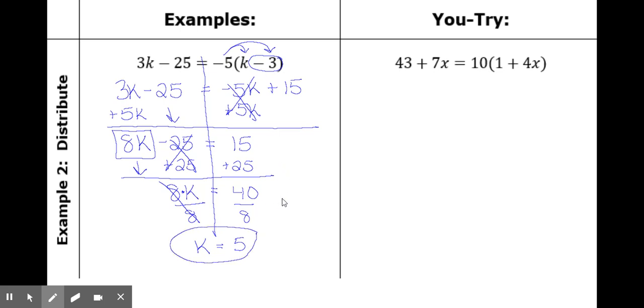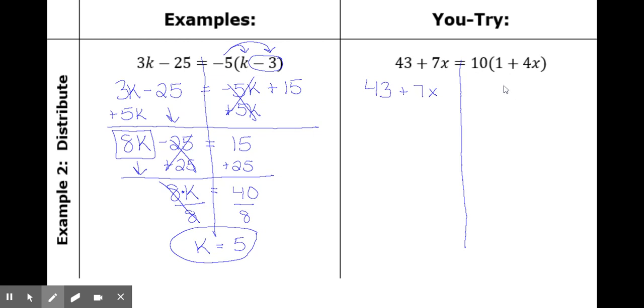So pretty much everything that I wrote today was the same steps as what we covered in the day 1 notes. The only difference is because I saw parentheses, I had to distribute before I could continue the solving process. So now let's take a look at a you try problem. I'm going to draw my line to keep my sides separate. Let's look at the left-hand side. On the left, I see a 43 plus 7x. Can this side of the equation be simplified? No, there are no parentheses, and these are not like terms, so there's nothing I can do. I just bring it down.